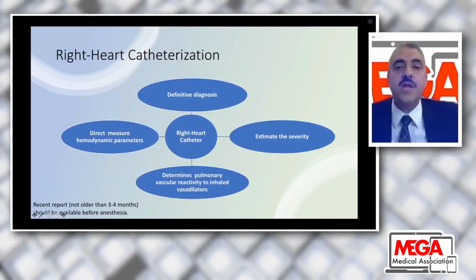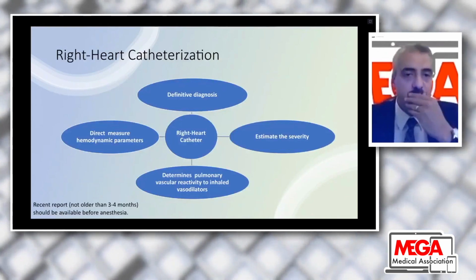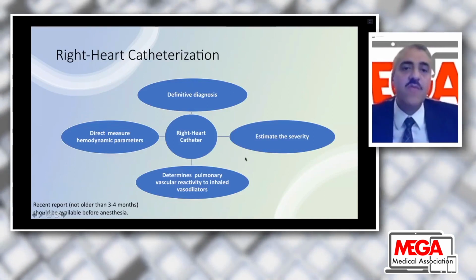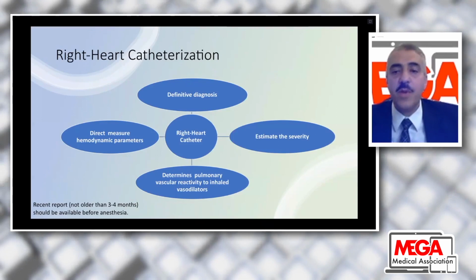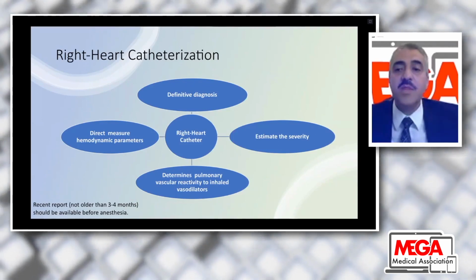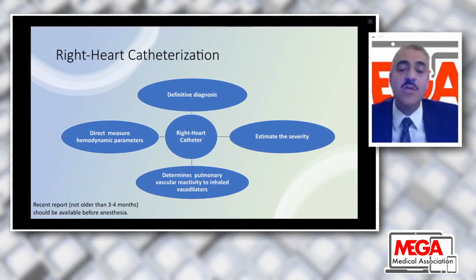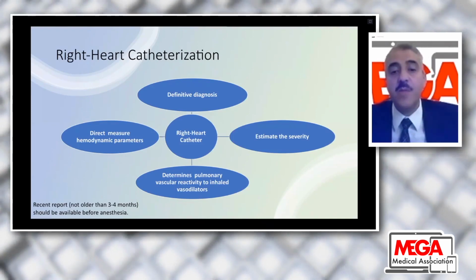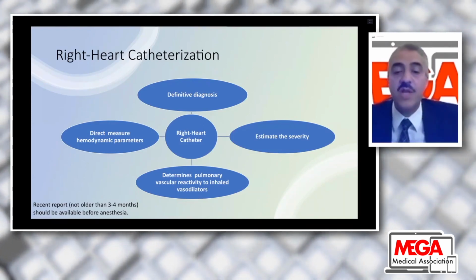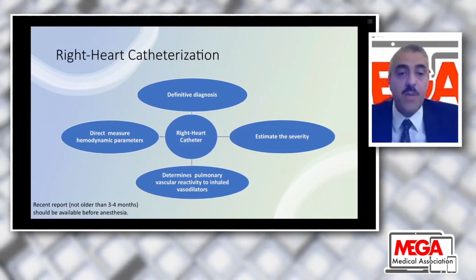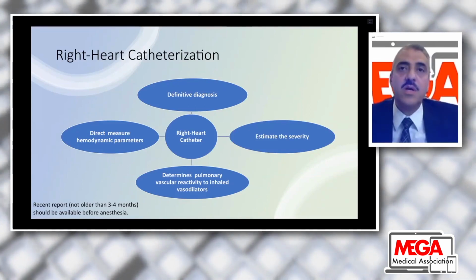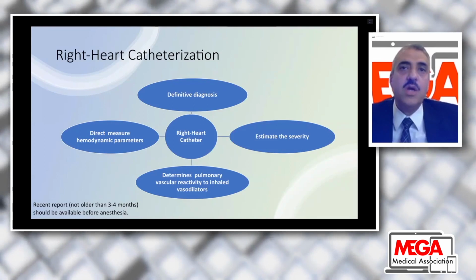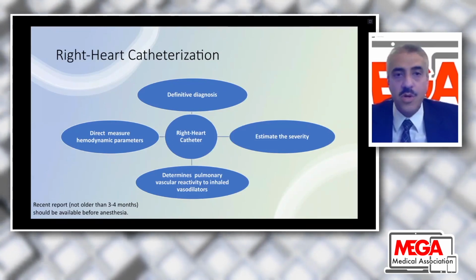Right heart catheterization gives the definitive diagnosis. It also gives direct measurement of hemodynamic parameters, and it can estimate the severity of the disease. What is important for us is that it determines the pulmonary vascular reactivity to inhaled vasodilators. The patient should carry a report at least 3 or 4 months old before going to the OR.